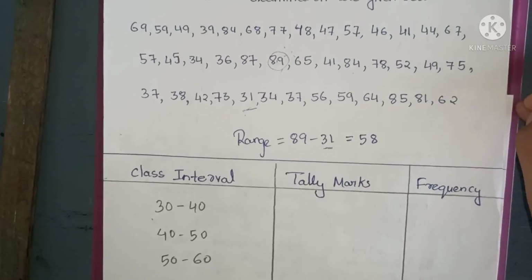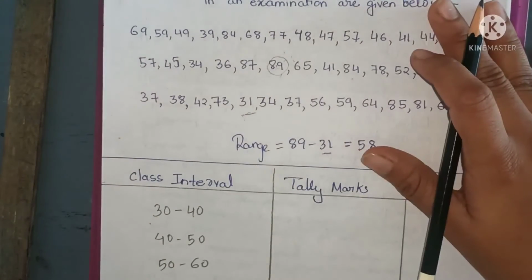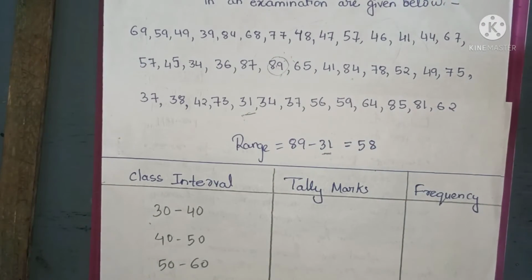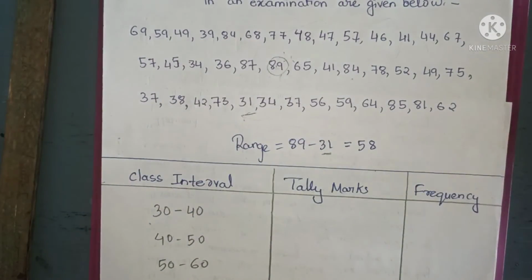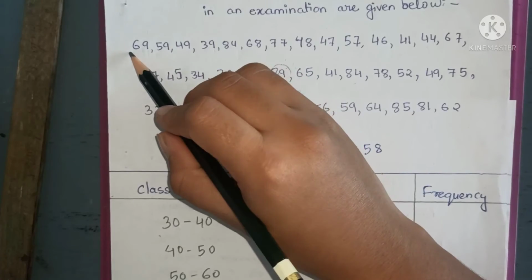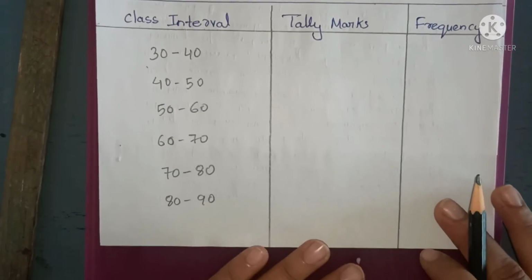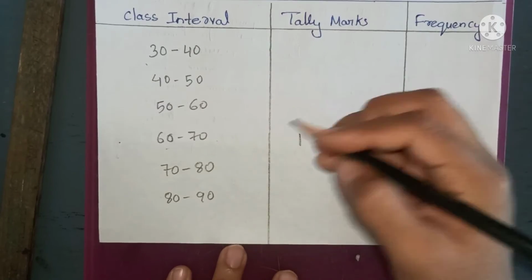Now we have not arranged this data in ascending order. Why? Because there are so many numbers. So arranging them will be a difficult task. So what we will do? We will directly do it from the question. How? Let's see. 69. First number is 69. 69 will lie where? 69 will lie between 60 and 70. So 69 is here, so one tally mark.